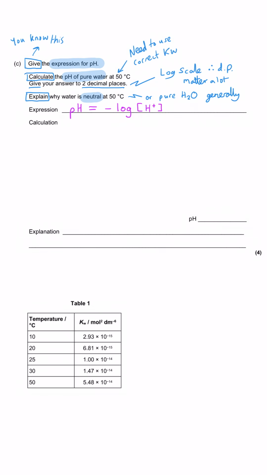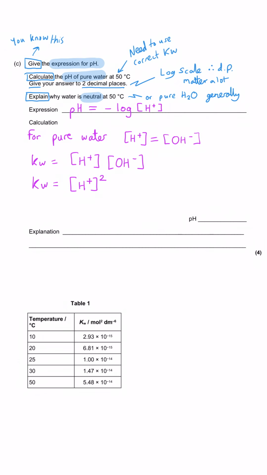And then for the calculation, because this water is pure, the hydrogen ion concentration is going to be equal to the hydroxide ion concentration. So Kw is the product of those 2 numbers. What we can do is substitute in H plus for the OH minus, and so we're left with Kw is H plus squared. What that means is that H plus is equal to the square root of Kw.